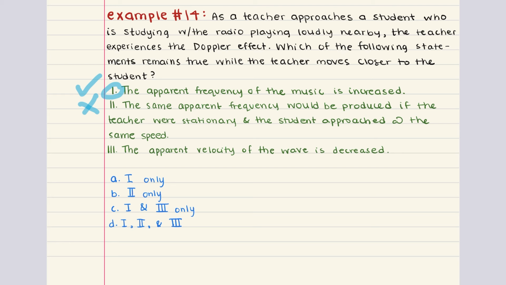Statement 3 says the apparent velocity of the wave is decreased. This statement is also incorrect. The speed of sound in a medium like air is constant for a given temperature and pressure, and it doesn't change due to the relative motion of the observer or the source. The Doppler effect changes the perceived frequency, but it doesn't affect the actual speed of the sound waves. Therefore, the velocity of the wave remains the same regardless of the teacher's movement. Statement 3 is false. So the only correct statement is statement number 1, which means that the correct answer for problem 14 is answer choice A.